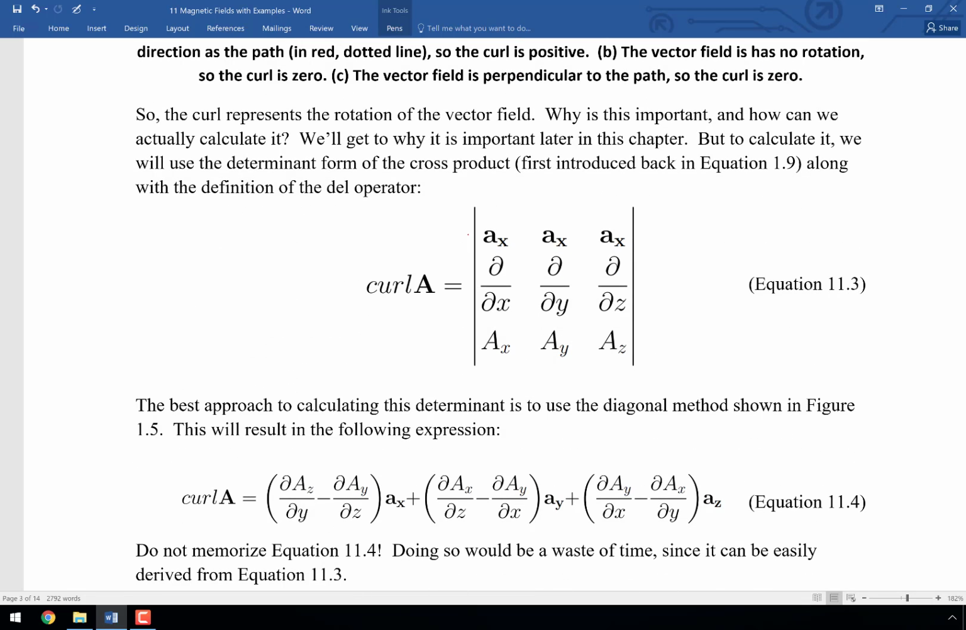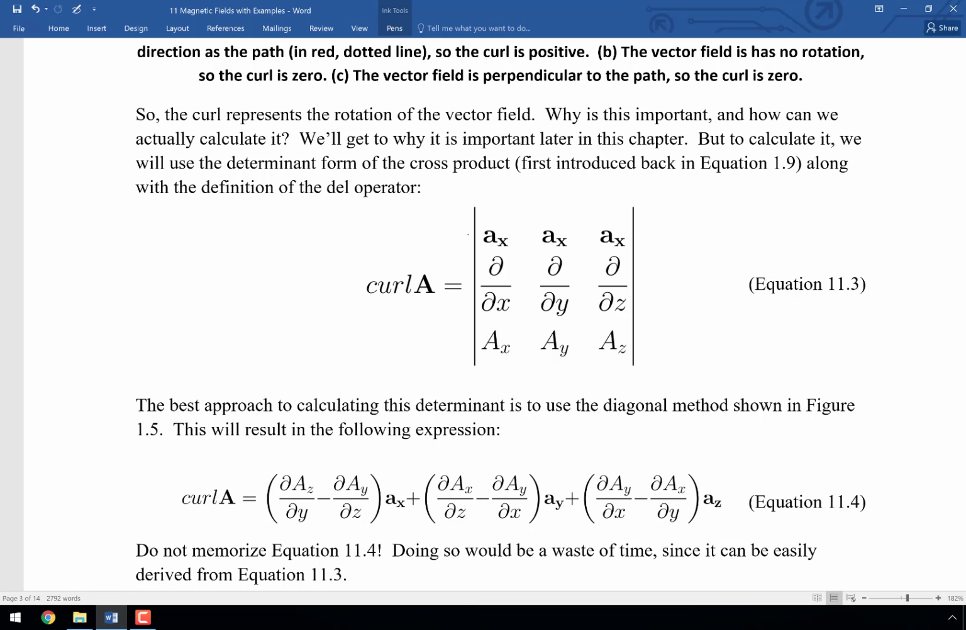You might say, well, I understand now what the curl does, but how do I calculate it? And the answer is using the determinant method for doing the cross product. You'll remember that way back in chapter 1, when we were talking about vectors for the first time, we introduced the concept of calculating a cross product. So we're going to calculate the cross product of the del operator with the A vector. And you can see here that the cross product is a determinant.